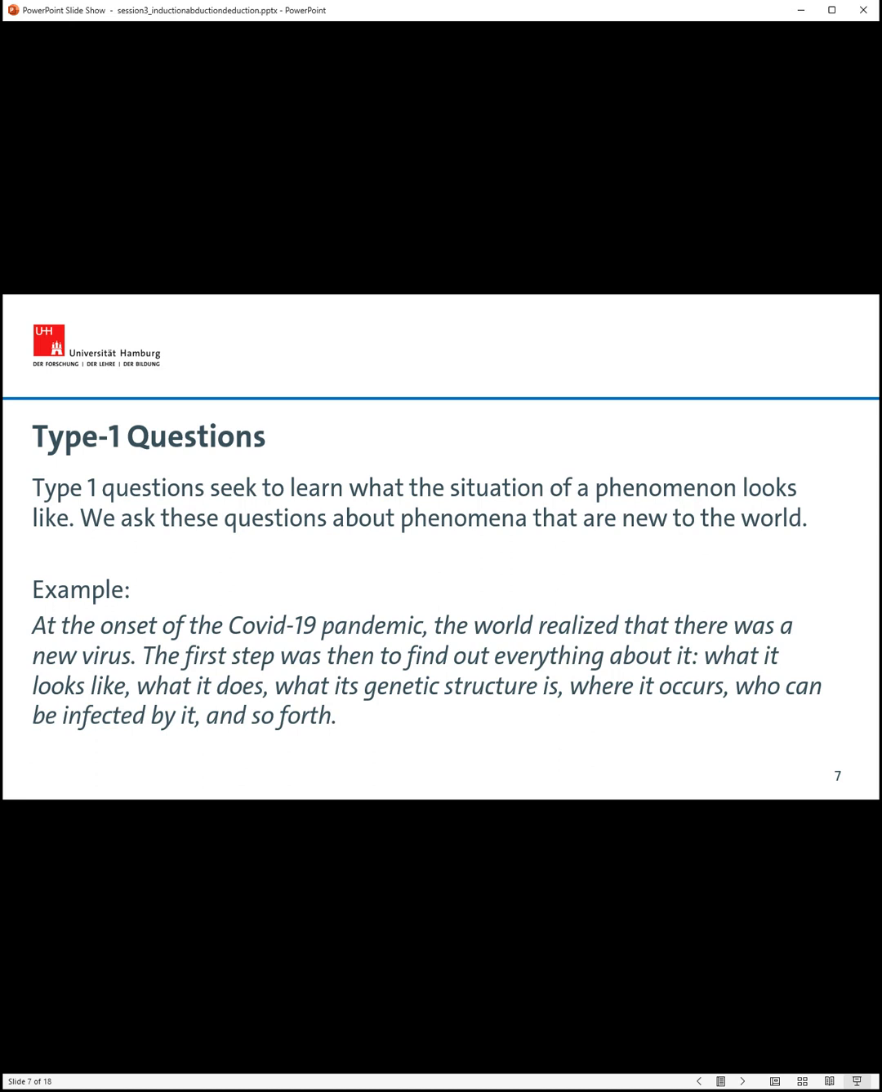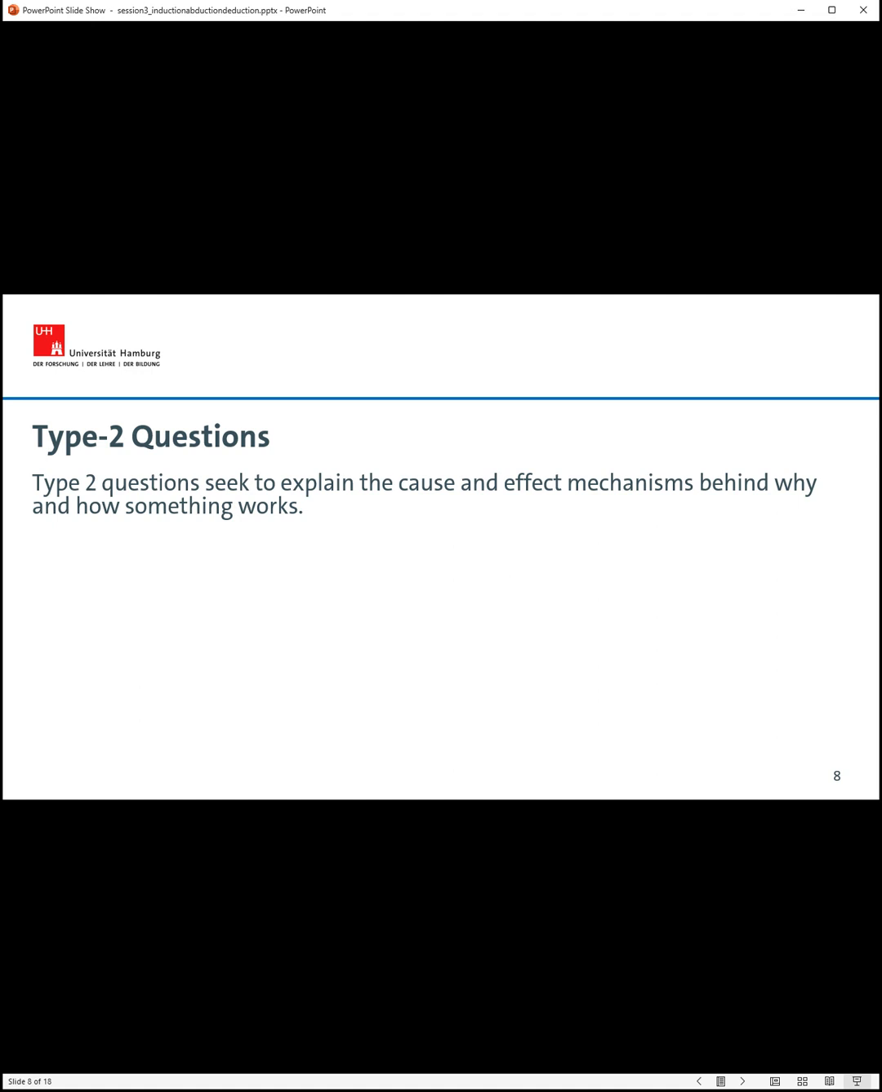So in the beginning, we asked type 1 questions: what, where, when, and to some extent also how. How are people being affected? What makes it spread? What makes it so dangerous? And so forth. Then type 2 questions, they seek to explain the cause and effect mechanisms behind why and how something works. Why is the virus so dangerous? How are the transmission and infection mechanisms really working?